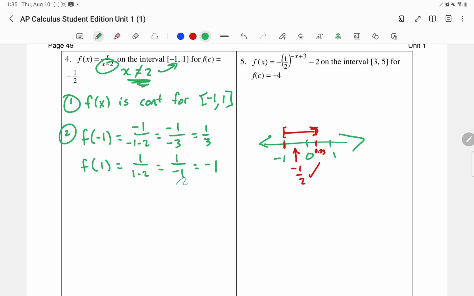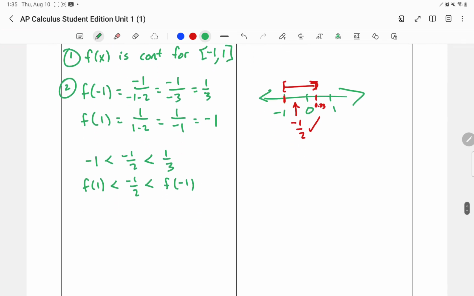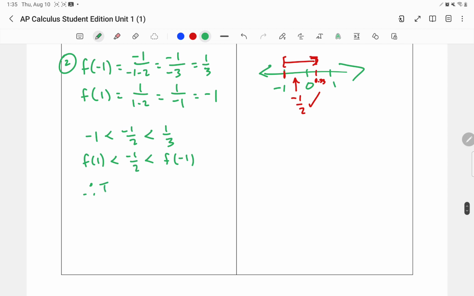So what we can say is something like this. The smaller value is the negative 1 value. So negative 1 is less than negative 1/2. That's the value we want, which is less than 1/3, the middle value. Right? This always has to be in the middle. Right? You could also say f of 1 is less than negative 1/2, which is less than f of negative 1. Right? This is the y values. Okay. So we're going to say, therefore, IVT applies.